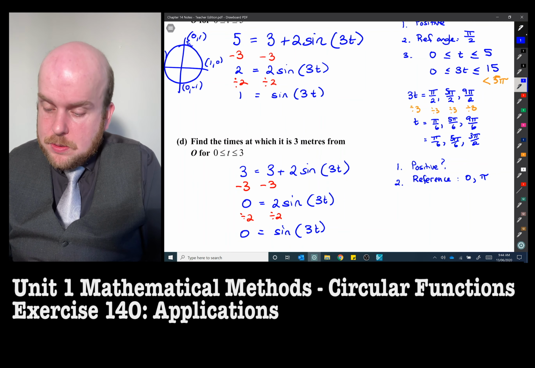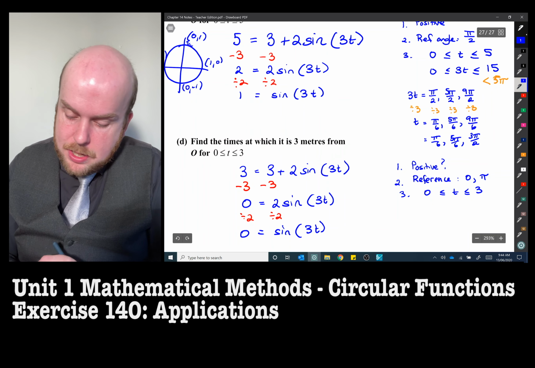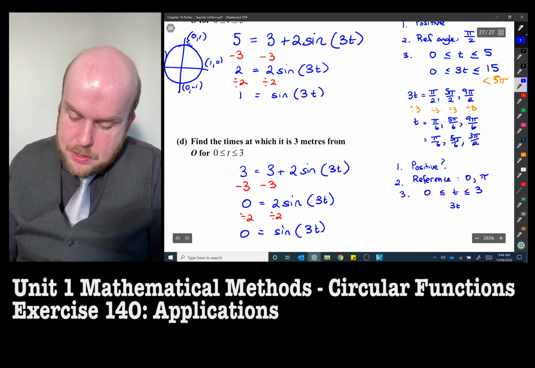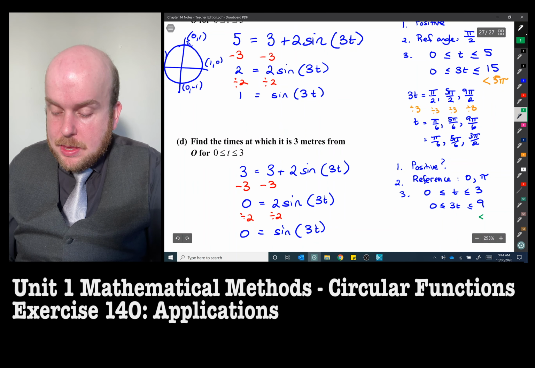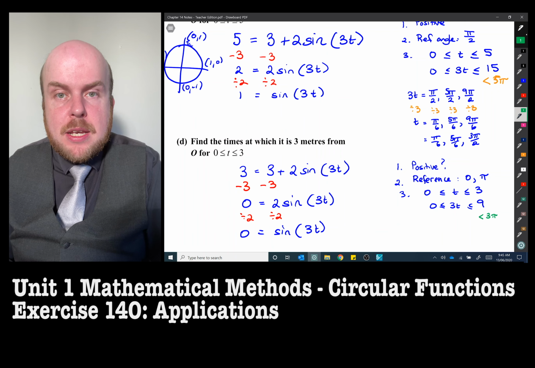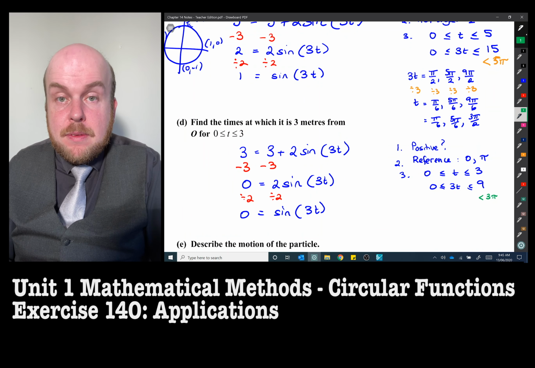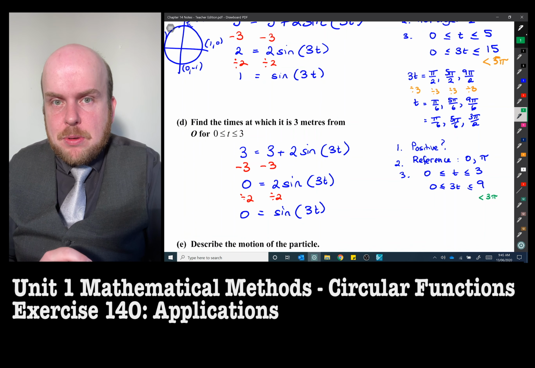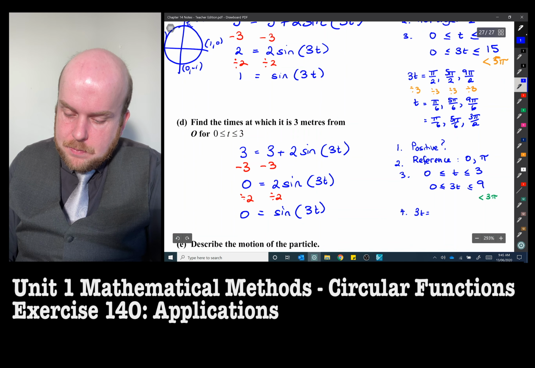So as long as we know those, that will help. We want the domain in between 0 and 3. So 3t is going to be between 0 and 9. Now 9 is going to be less than 3 pi because 9 divided by 3 is 3. So it's going to be a little bit less than 3 pi.